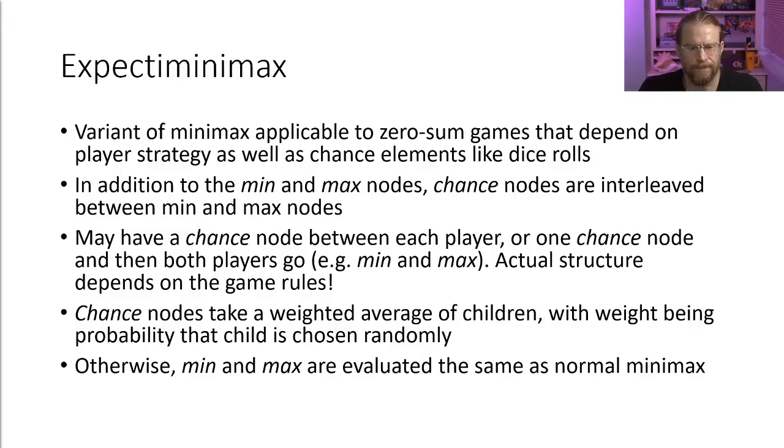And so for a chance node, as you are propagating back up the values from the leaves, you are taking a weighted average of the children, with the weight being the probability that the child is chosen randomly. So the chance is leading to the possibility of each of these moves being considered. But otherwise, you again are evaluating the min and max the same as you normally would.